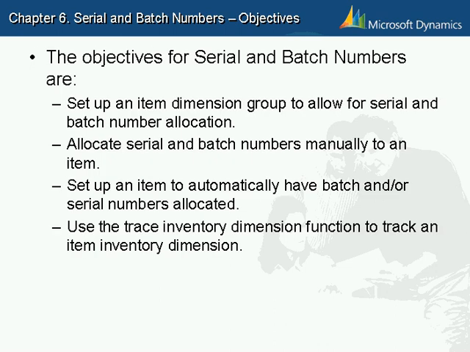Okay, so last chapter, chapter 6, serial and batch numbers. We have those objectives. Set up an item dimension group to allow for serial and batch number allocation. Allocate serial and batch numbers manually to an item. Set up an item to automatically have batch and or serial numbers allocated. Use the trace inventory dimension function to track an item inventory dimension.